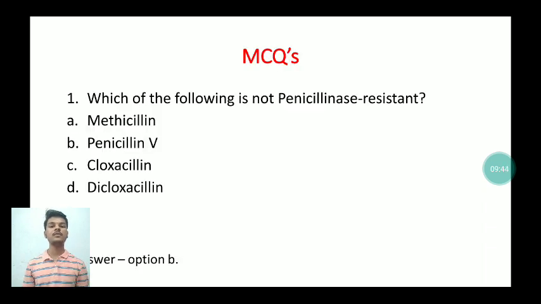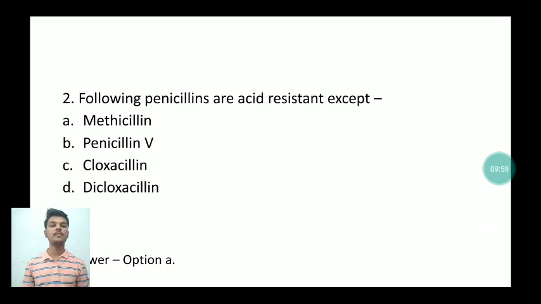The first is, which of the following is not penicillinase resistant? We have seen the category that is penicillinase resistant penicillin. In this the drugs are methicillin, cloxacillin and dicloxacillin. Hence our answer is option B, penicillin V. Second is, the following penicillins are acid resistant except. In the category of acid resistant alternative to penicillin G, we have the drug penicillin V. Also, cloxacillin and dicloxacillin are also acid resistant. Hence, our answer is option A, that is methicillin.